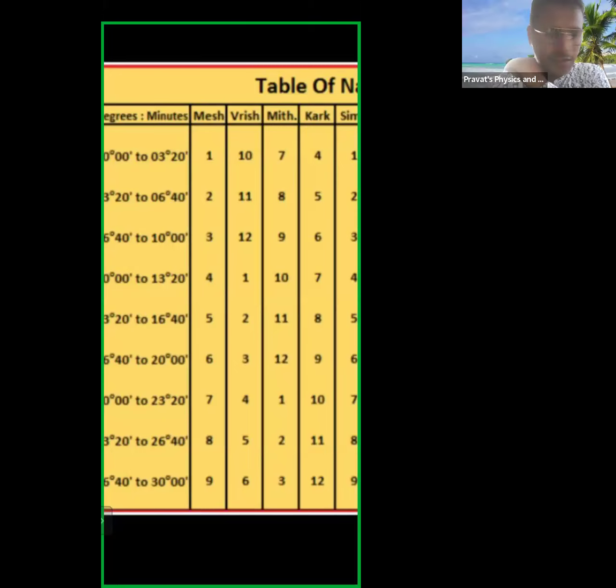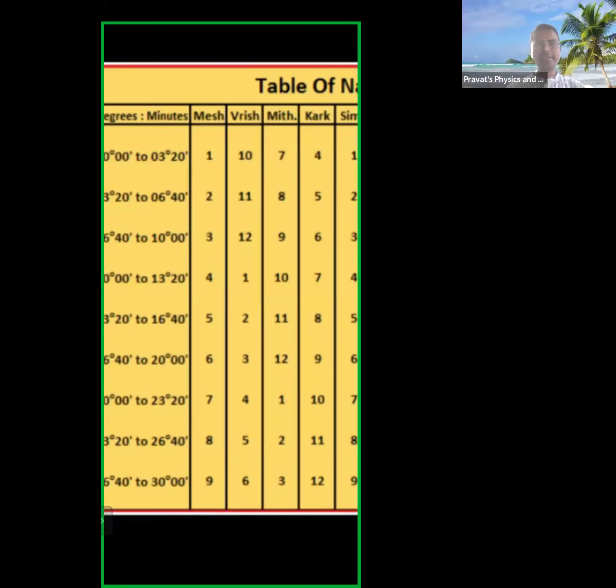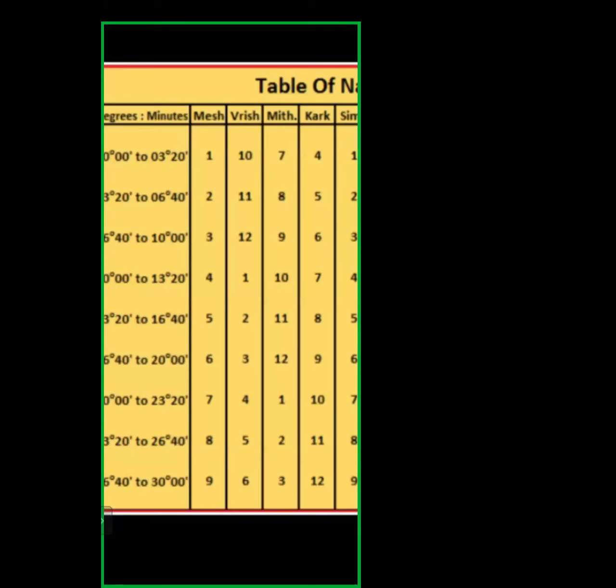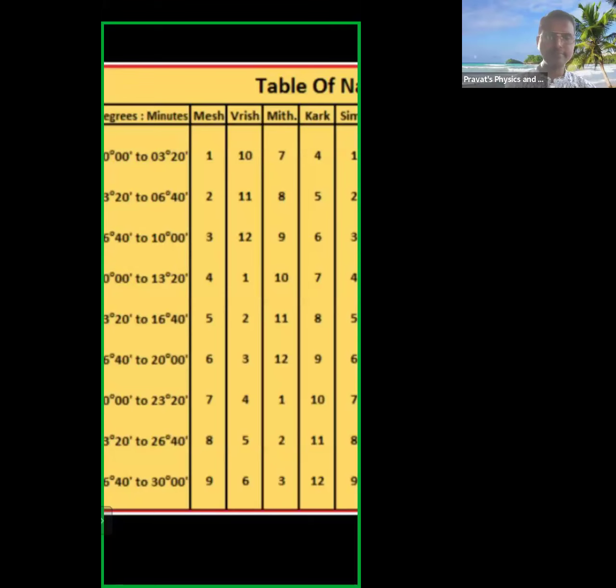Now my question is, to which Libra sign will it fall in the D9 chart? Libra. So you can see there from 20 degrees to 23 degrees 20 minutes, whichever planet is there will fall into which sign? Libra.